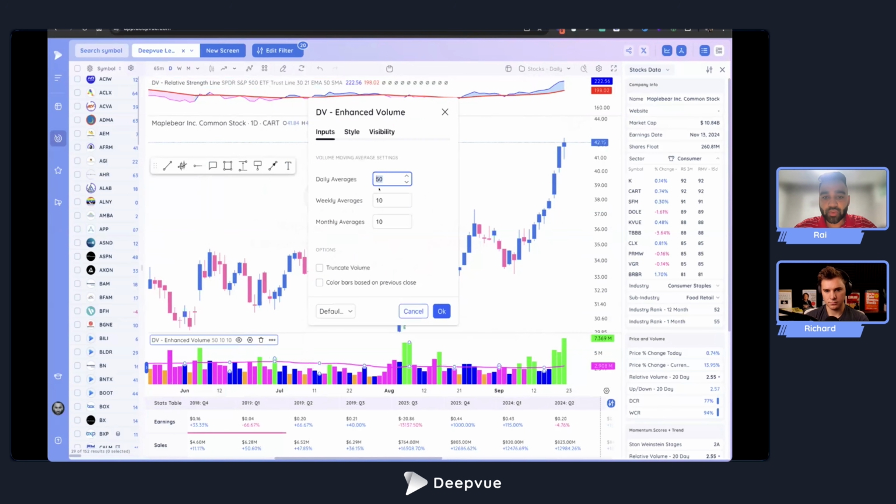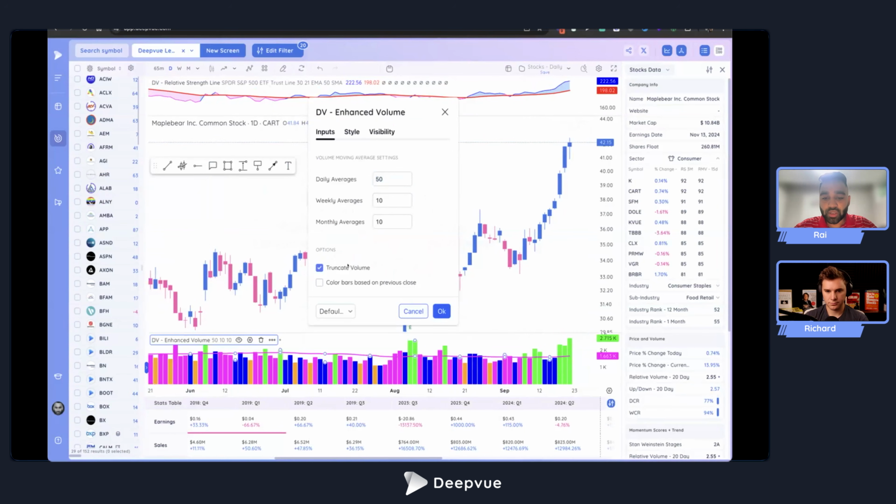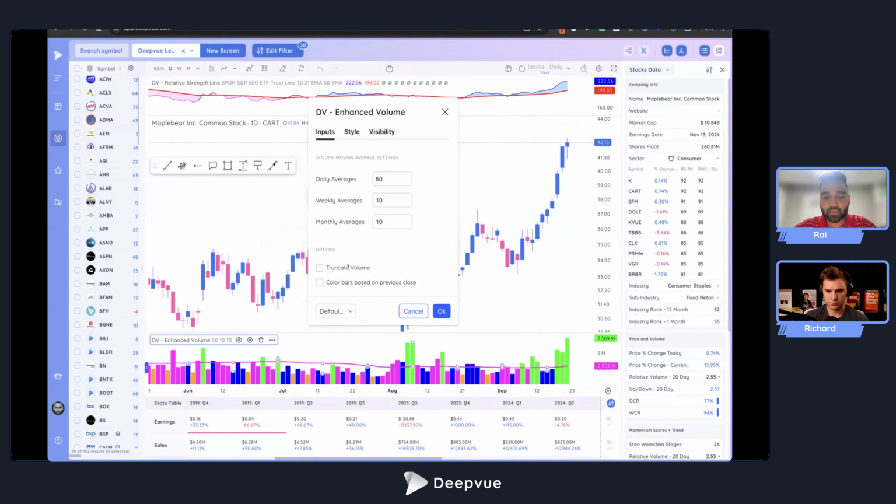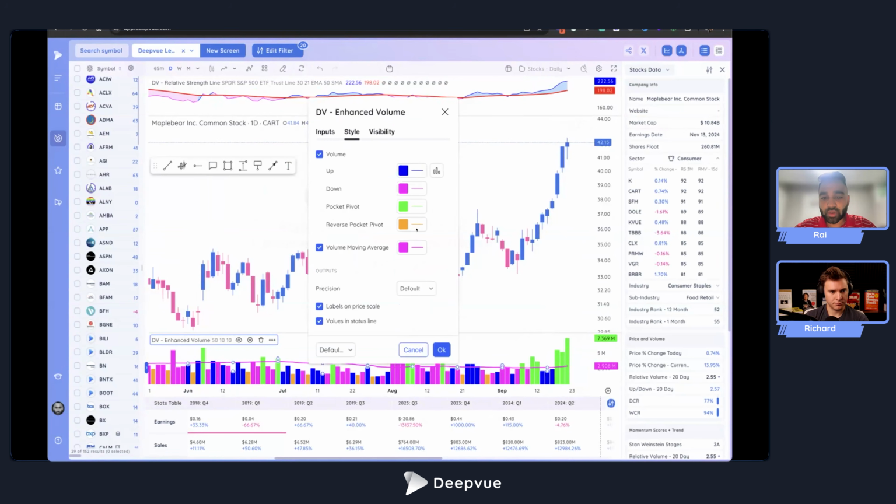If I take a look at the settings of this DV enhanced volume, basically you could set up your moving averages on a daily, weekly, and monthly time frame. You could truncate the volume if you like, so that it just logs it out, and then also you could color it based on the previous bar, which is what we got a lot of requests for. The color coding here, with the green, the orange, the up and down, is all available. So it's a pocket pivot, reverse pocket pivot.